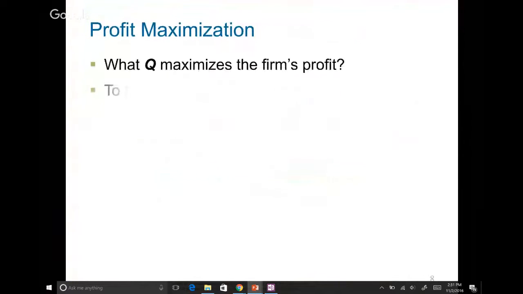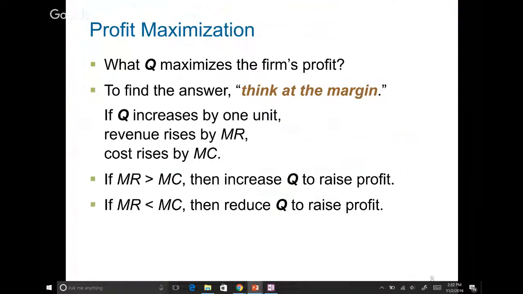All right, this is important. If a firm tries to maximize profit, what you're looking for is wherever marginal cost is equal to marginal revenue. When this happens, your profit is maximized.